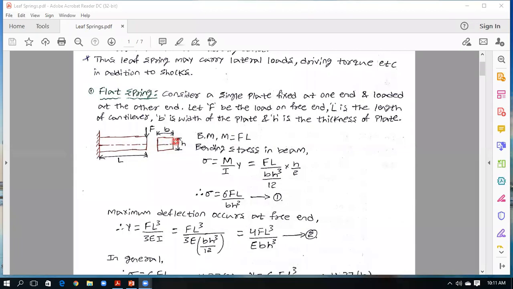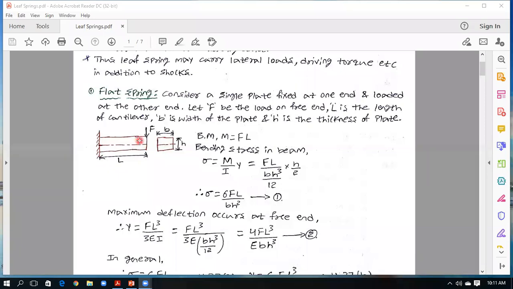Here you can see that the total thickness of the plate is H. This Y is the distance from the neutral axis. You can see that this is the neutral axis. Neutral axis is nothing but where the stress acting at that particular point will be zero. Neither will the member be subjected to tensile nor to compression.